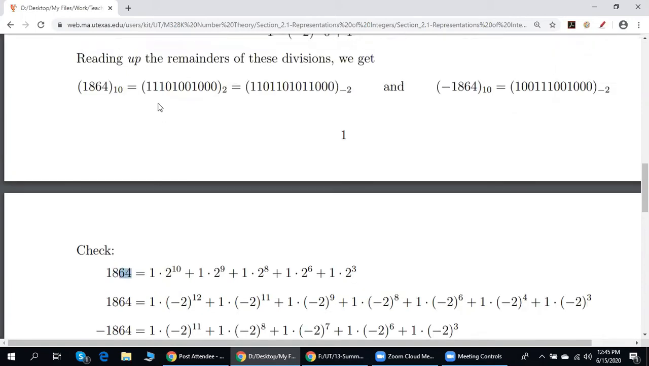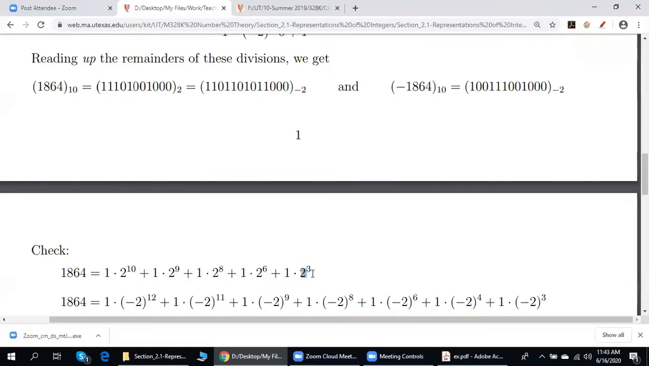1864 is 1 times 2 to the 10th power plus 1 times 2 to the 9th power plus 1 times 2 to the 8th power. Here we have 0, since there is no 2 to the 7th power. Then 1 times 2 to the 6th power. There is no 2 to the 5th or 4th power. Plus 1 times 2 cubed. And then there is nothing here because here we have 0, 0, 0.